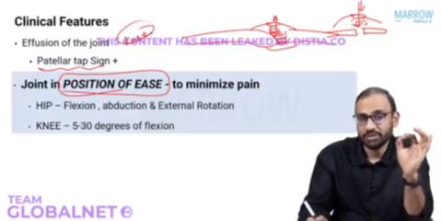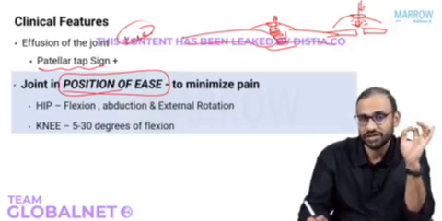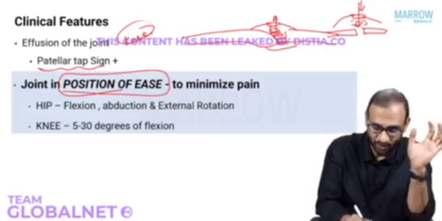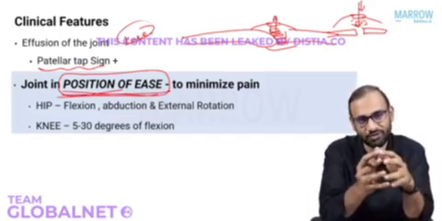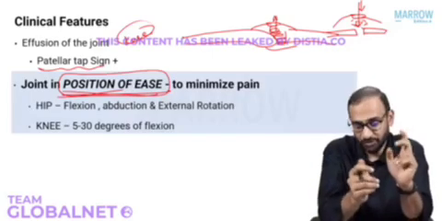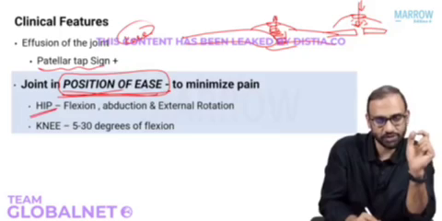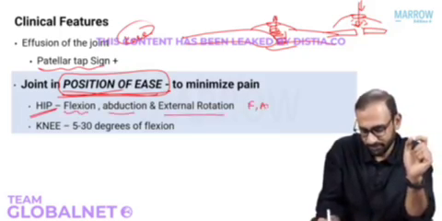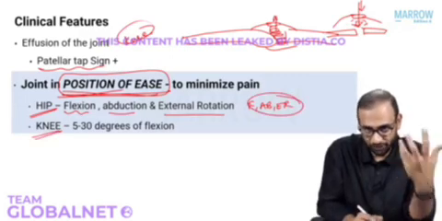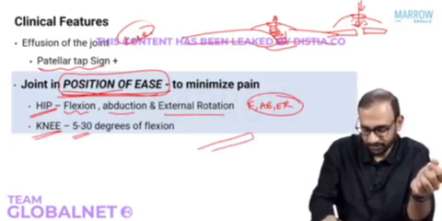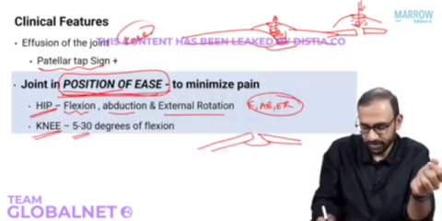And the patient will keep the joint in the position of ease. So what is this position of ease? Where the volume is more, hence the stretch of the capsule is less, hence the pain is less. You have to remember, for the hip, the position of ease is flexion, abduction, external rotation. And for knee collections or knee effusions or knee synovitis, the position of ease is 5 to 30 degrees of flexion.